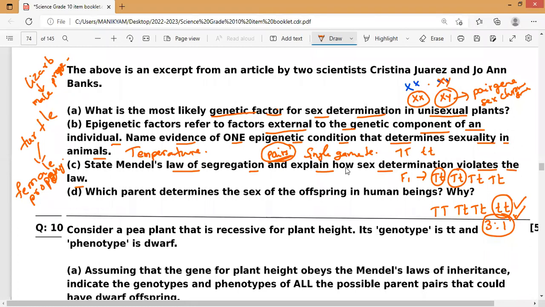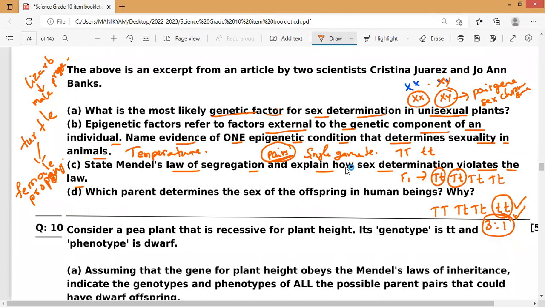So, state Mendel's law of segregation. Many times I am saying, for one more question subdivision, the law of segregation, the law of independent assortment, or the law of dominance, one of these three surely will come. So please learn the three definitions without fail.